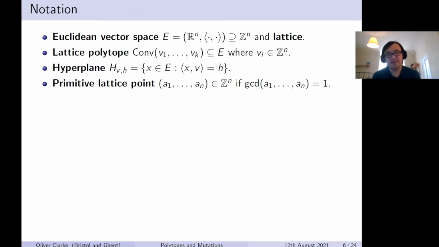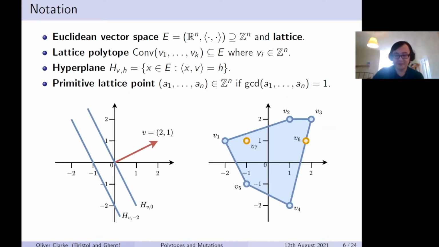And a primitive lattice point is a lattice point whose coordinates have a GCD of 1. So just a couple of pictures to show what I mean here. We have some hyperplanes, and we have a lattice polytope, which is the convex hull of a few points. If you take convex hulls, you can also get rid of some of those points. They might not be necessary.